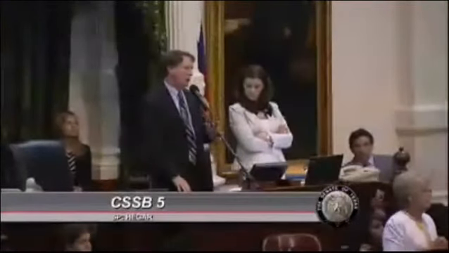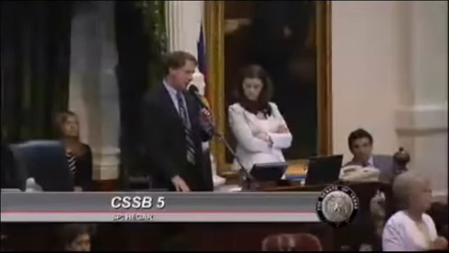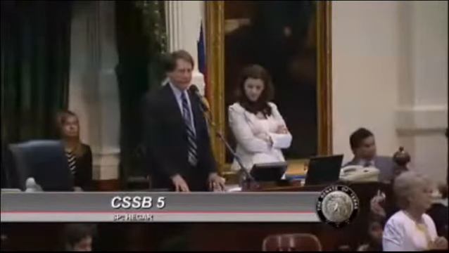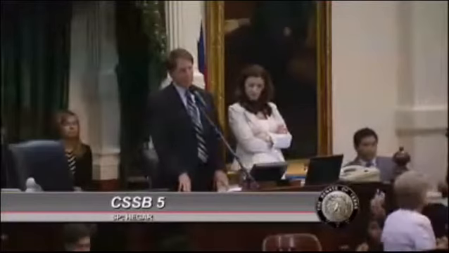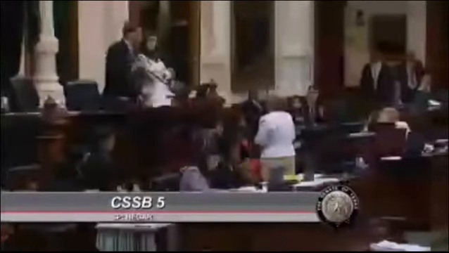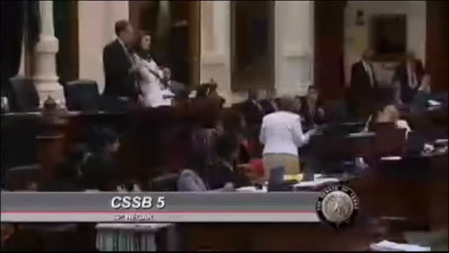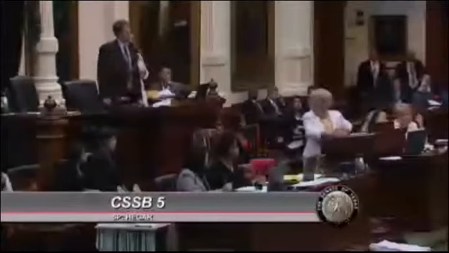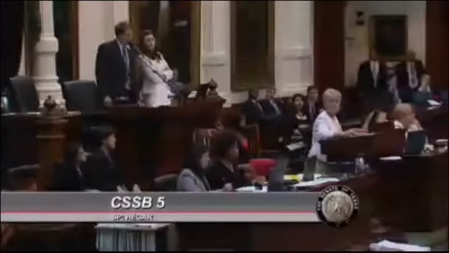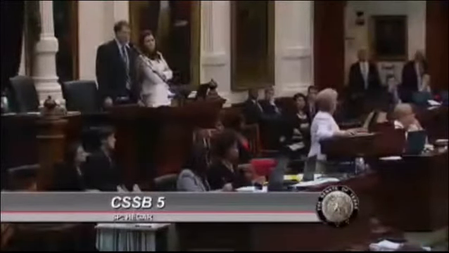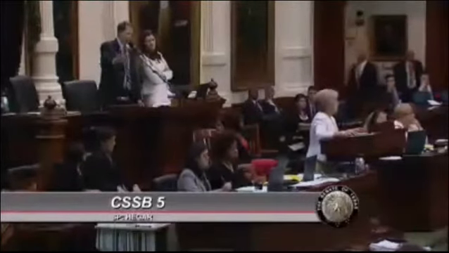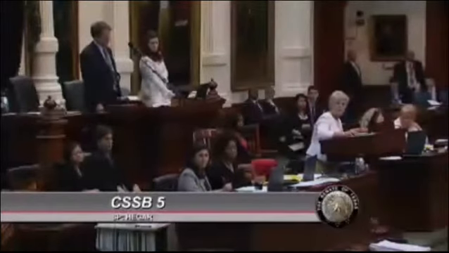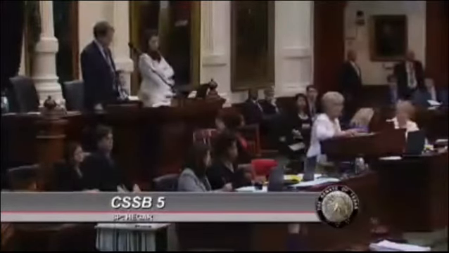So now the issue before the body is the appeal of the presiding officer's ruling on the point of order related to germaneness raised by Senator Campbell. Secretary will call the roll. Birdwell. The issue before you is, shall the President's ruling on the point of order on germaneness raised by Senator Campbell stand? Secretary will call the roll.